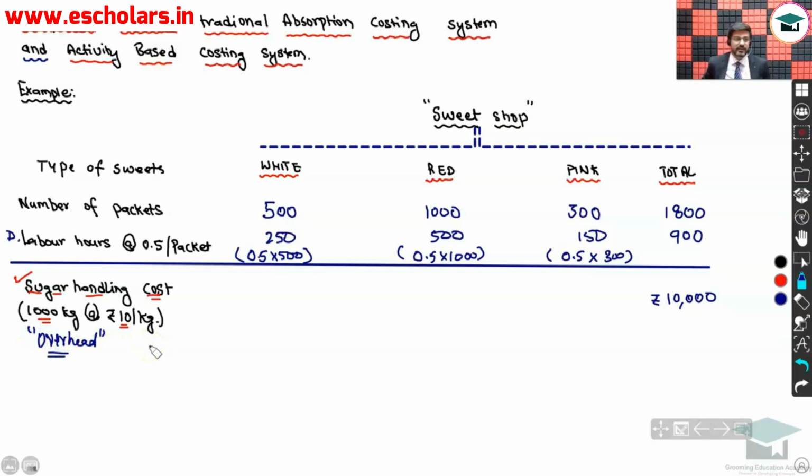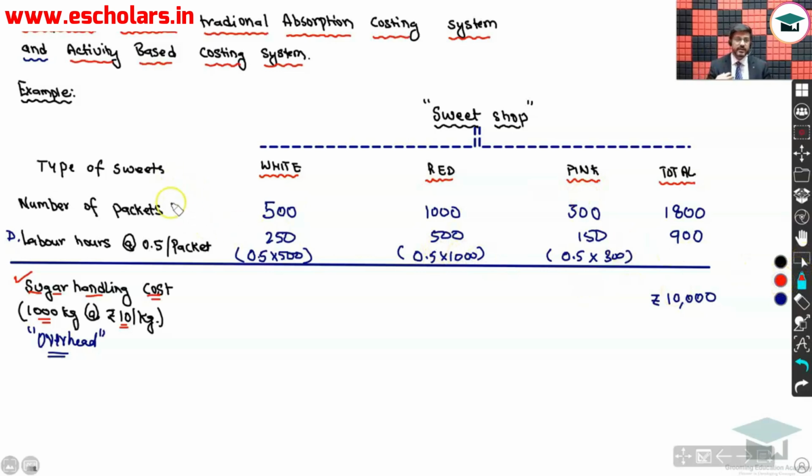So what we have seen till now is that we have three types of sweets, white, red and pink. We know the number of packets we are manufacturing, and we know the total labor hours which are required sweet wise and also in total. And then we came to know that we have one overhead cost which is 10,000 rupees. Now if I ask you a simple question, apportion this overhead cost of 10,000 rupees over these three sweets, white, red and pink, what will you say, or how are you going to apportion it?